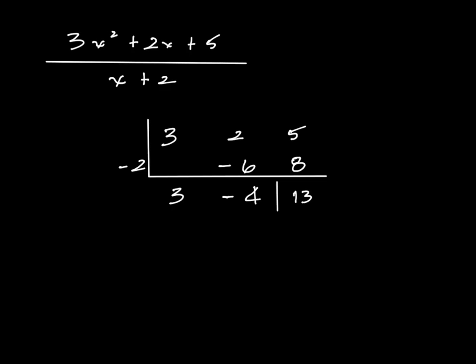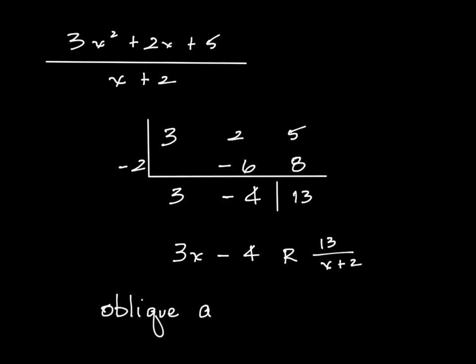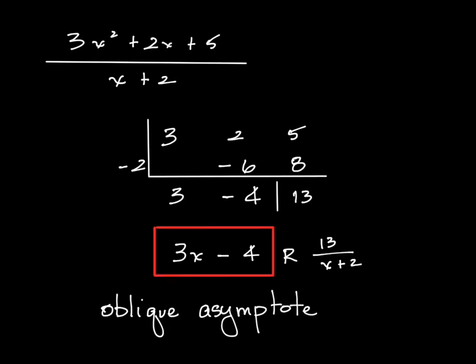So that would be 13 over x plus 2. For the oblique asymptote, all we're concerned with is the quotient, not the remainder. So the equation of my oblique asymptote would be y equals 3x minus 4. The remainder is 13 over x plus 2, but as x gets extremely large, 13 over x plus 2 will approach 0, so we don't need to be concerned with that. So the equation y equals 3x minus 4 would be our oblique asymptote.